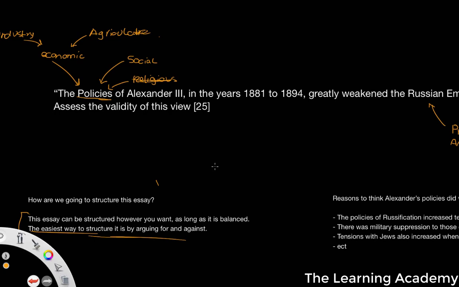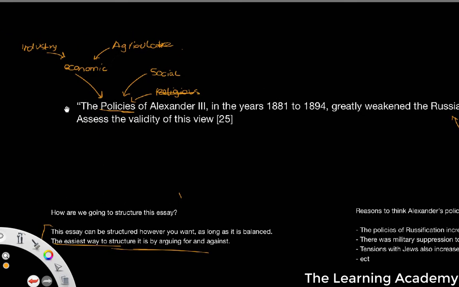So I would generally pick one of 2 ways. I'd either pick this way, where I look at, say, economic policies and weigh up whether or not they weaken Russia, then move on to social policies and whether or not they weaken Russia, and then maybe religious policies, or I talk about the peasants or agriculture or whatever. That's one way I would structure it.